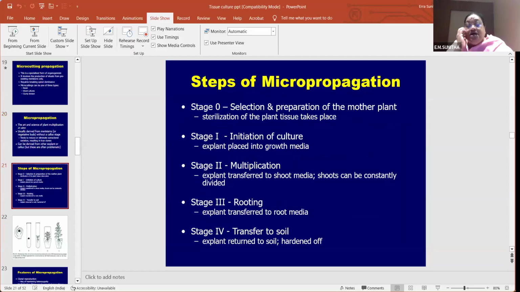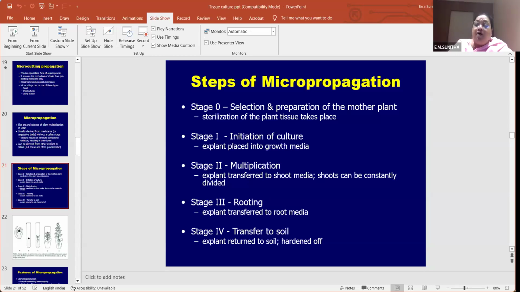So what are the steps? First you have to select the mother plant. After selecting the mother plant, you have to go for sterilization. After the sterilization, you put that in the initial growth media. What I told you, in the initial growth media, both hormones will be equal. That means the auxins and the cytokinins will be in the same ratio.